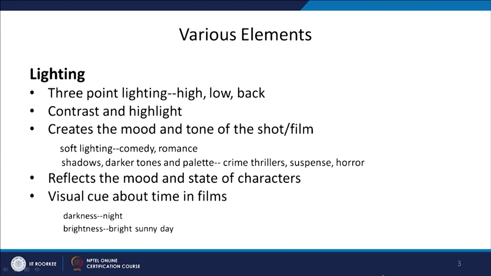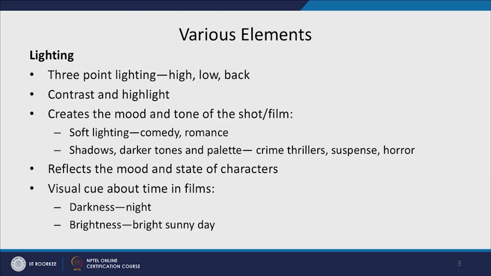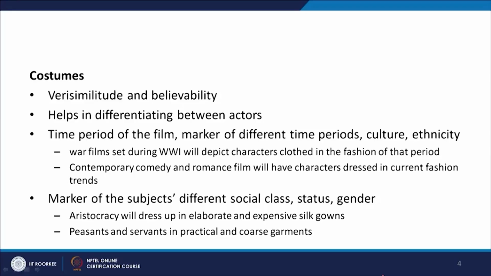For example, for depicting a climate of romance or a light-hearted comedy, the lighting arrangement can be soft. On the other hand, the shadows and darker tones and palettes can be used to show the oncoming of something evil, the crime thrillers, the suspense or a horror film, etc. So, these lightings reflect the tone of the scene as well as they also reflect the mood of the character. They also suggest the particular timings, for example, darkness for the night, for the stormy scene also a particular lighting arrangement can be used to suggest it. The daylight is represented by the clear lighting arrangements.